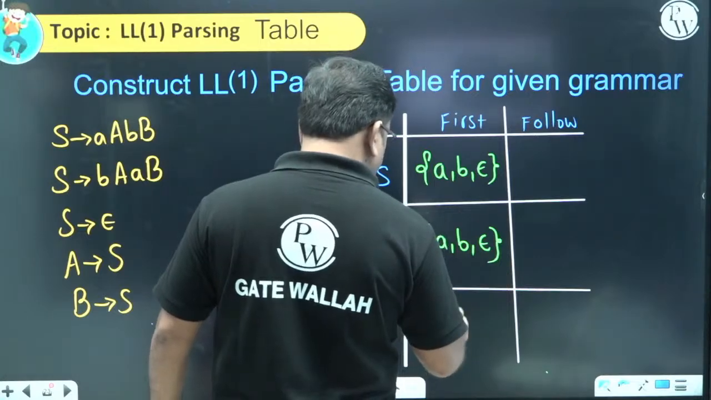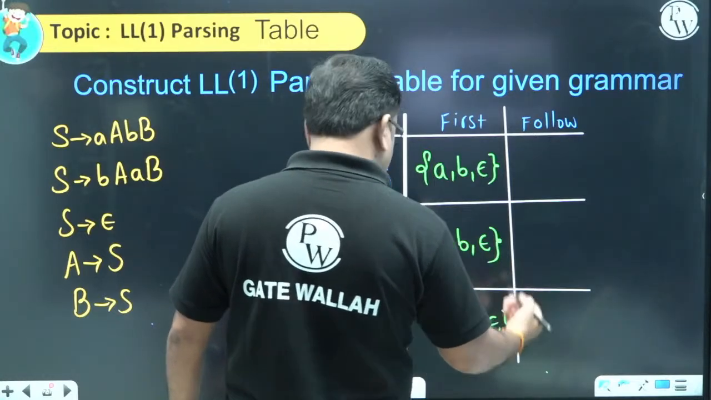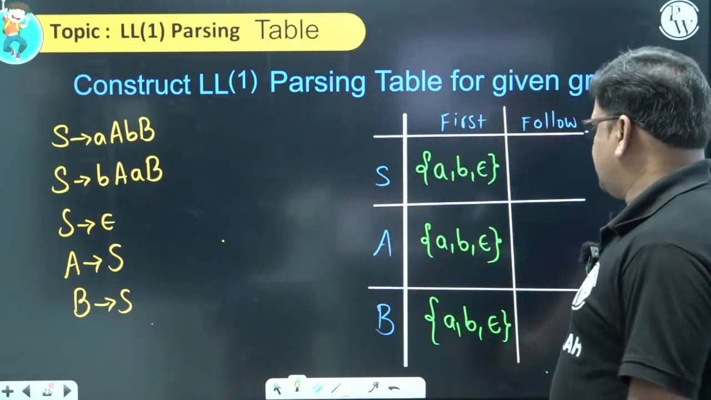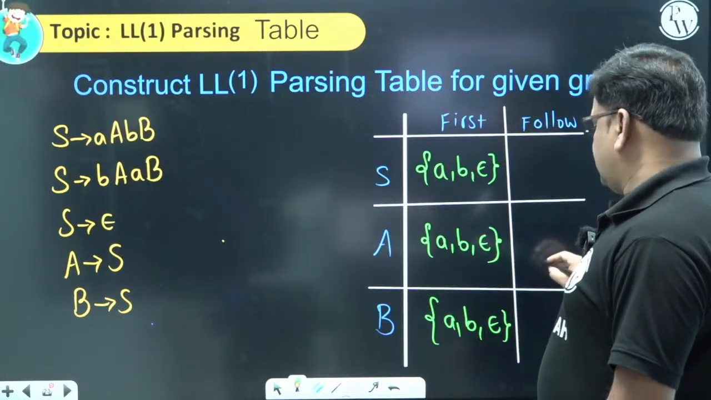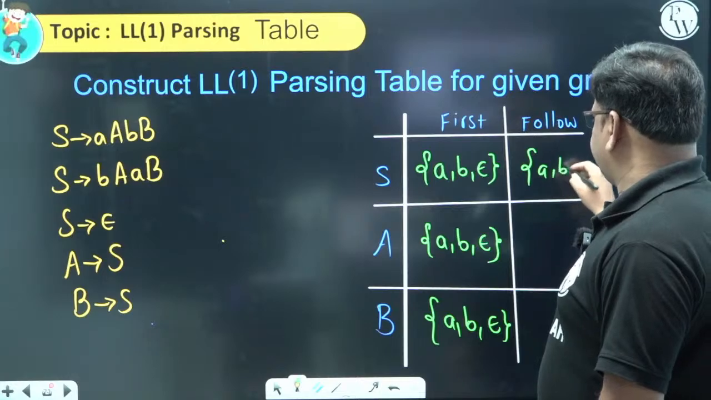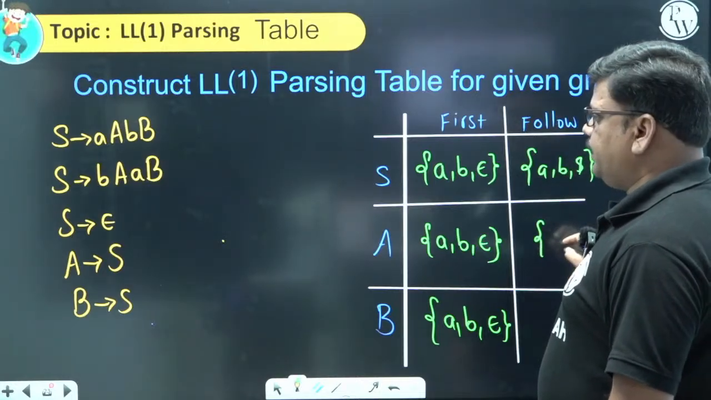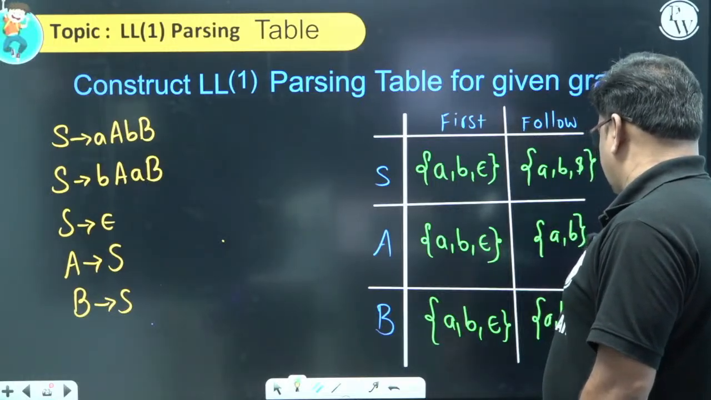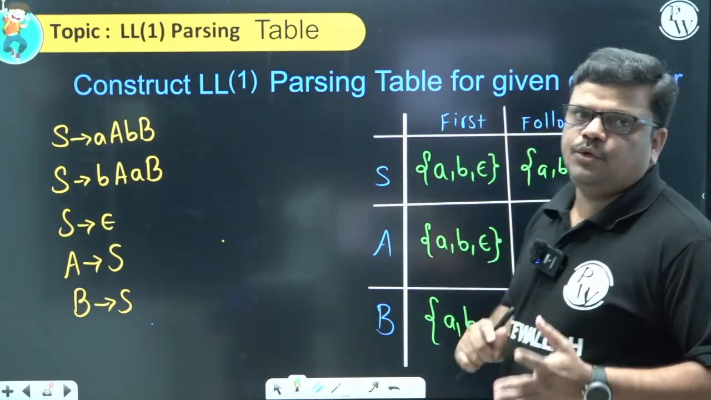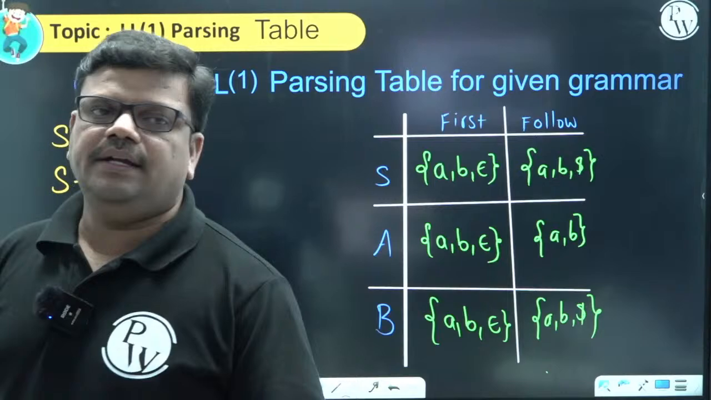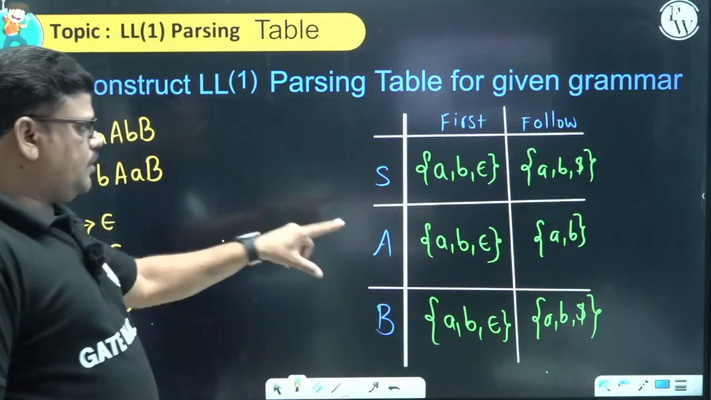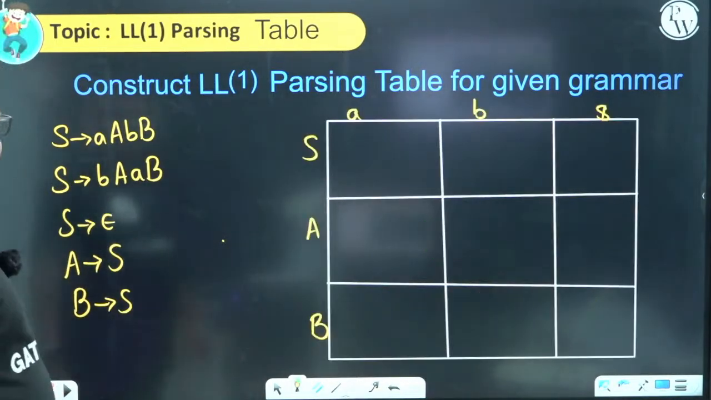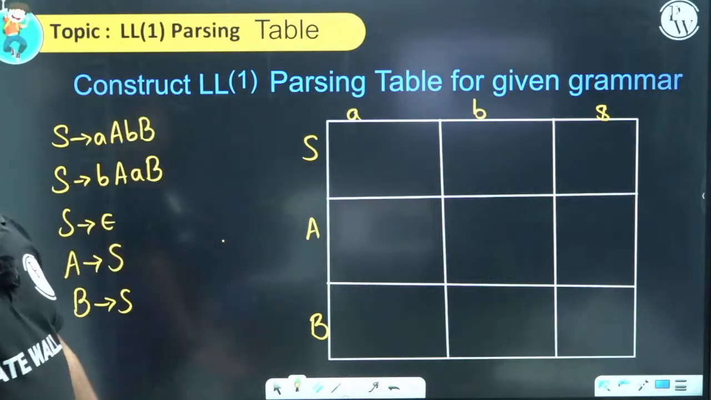If you want to know how to compute this properly, you can watch lecture number 3. I have explained clearly how to compute by using the rules. Follow of S is A, B, dollar. Follow of A is A, B. Follow of B is A, B, dollar. I am not explaining once again how to compute this because we already studied that lecture. So first and follow computation of every non-terminal is done like this. Now by using this information, let us try to arrange this in their proper places.